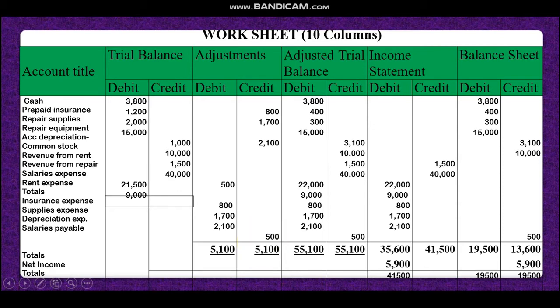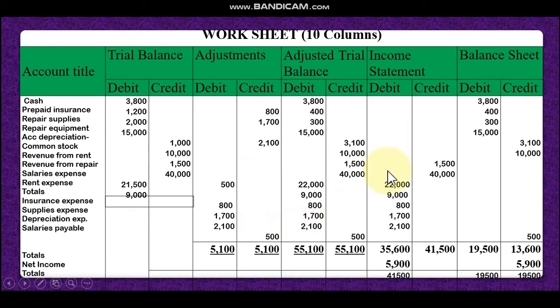That means it is very easy, dear students, we just repeat whatever is in the adjustment. Look at first, prepaid insurance is credit, that's why credit. Then repair supplies was credit in the journal, so it is written as credit here. Accumulated depreciation was credit, so it is written credit here. Then salary expenses was debit, so here also it is written debit. Insurance expenses is also debit, supplies debit, depreciation debit, salary payable was credit. So both side totals are 5100.